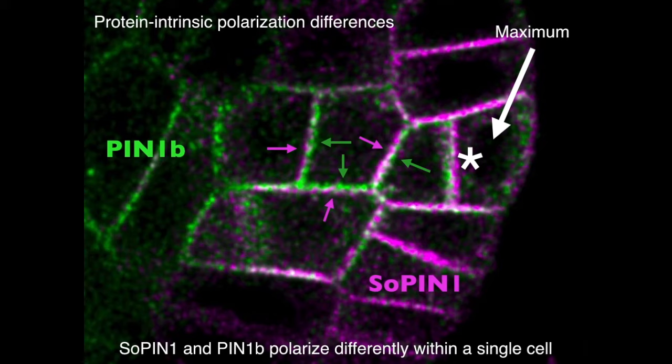And to me, this is a big clue, because this means that expression context doesn't really matter, the location in the plant doesn't really matter. There's some sort of protein intrinsic features between the two different clades that define their polarity in a single cell. And we've spent a lot of time trying to set up genetic assays to get at those protein intrinsic features.